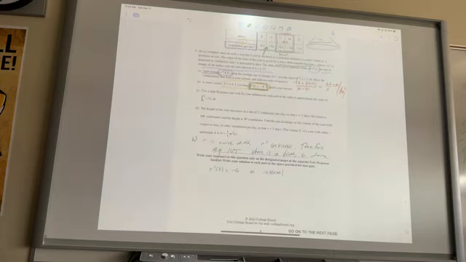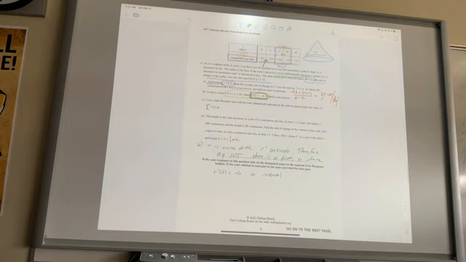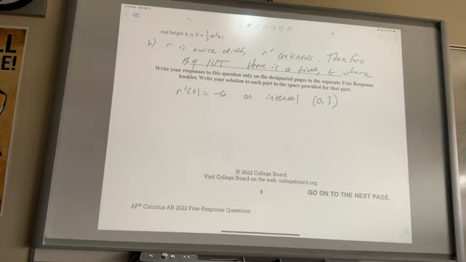Where is it going to happen, you guys? On the interval, what to what? 0 to 3. So I'm saying that somewhere between 0 and 3, it's going to equal -6. That's how you would write that up.